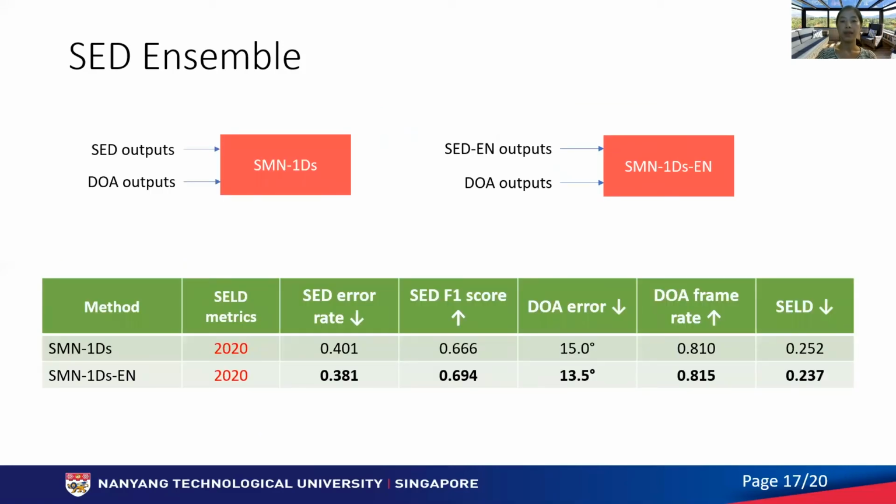The SMN that takes the SED ensemble as input outperforms the normal SMN. The overall SED error reduced from 0.401 to 0.381, while the DOA error reduced from 15 degrees to 13.5 degrees. We can see that SED performance has a very heavy weight in the final SELD task.